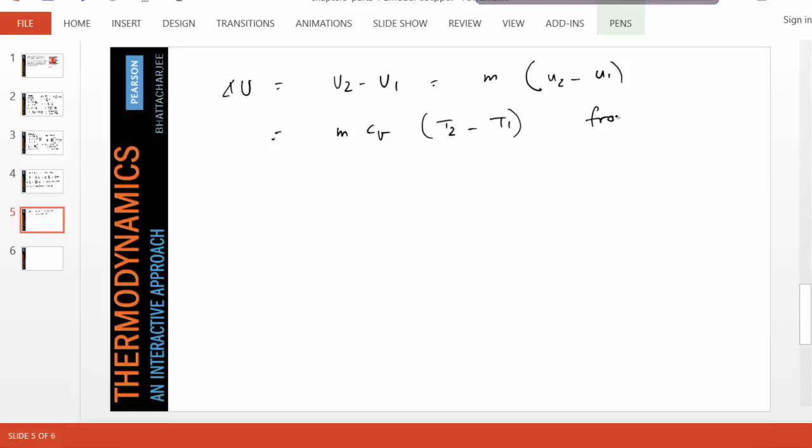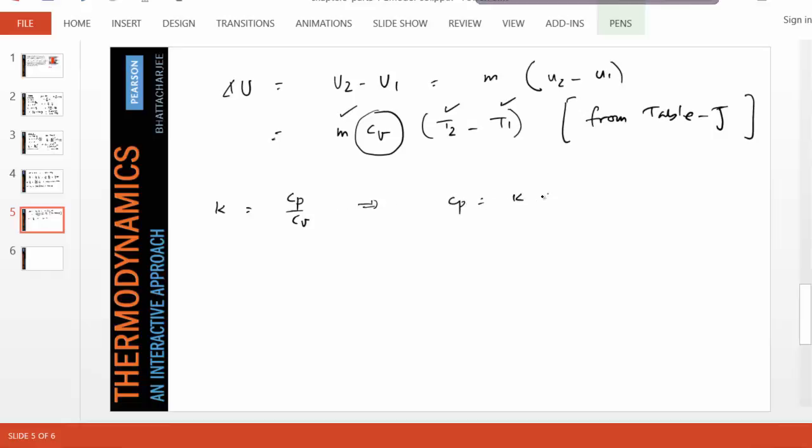Again, this is from table J. If you go to table J, we'll see that immediately, and I'll again take you back there and show you. But now our task reduces to, we already found T2, T1 is given, mass is given, so we need to find Cv. However, Cv is not given. What is given is K, which is Cp over Cv, which means Cp equals K times Cv. So our goal is to find Cv.